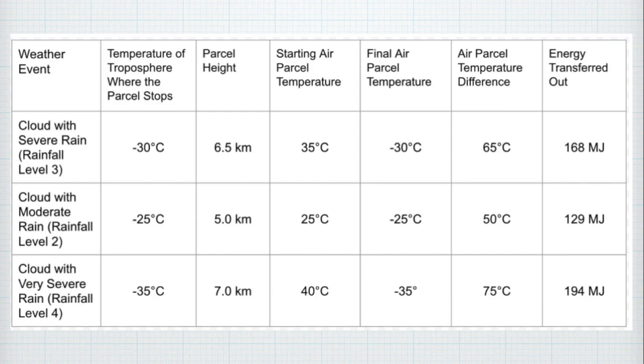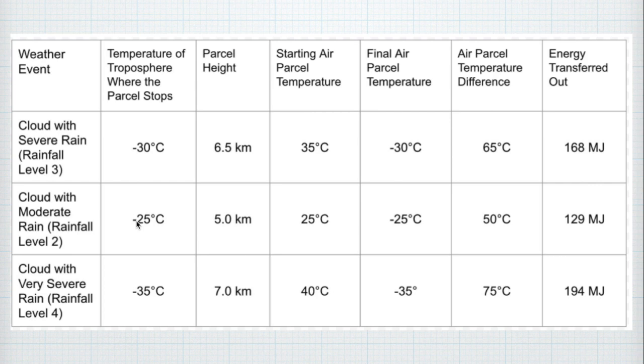what causes the air parcel to stop rising? What happens is that it has to equal the outside temperature. It stops when it's -25 degrees, and that's the final air parcel temperature. You notice that these are exactly the same. It stops when the final temperature and the troposphere temperature are exactly the same.